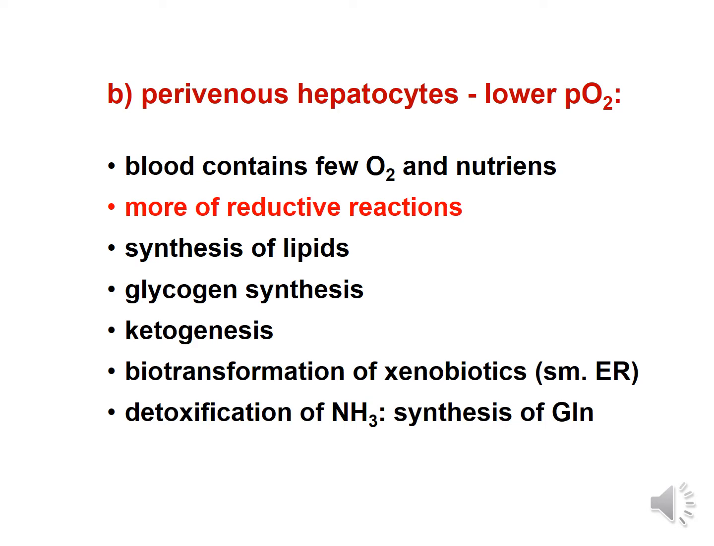Perivenous hepatocytes have a lower concentration of oxygen. Blood contains few nutrients and a low concentration of oxygen, and there occur more reductive reactions like synthesis of lipids, glycogen synthesis, ketogenesis, biotransformation of xenobiotics, and detoxification of ammonia by synthesis of glutamine.